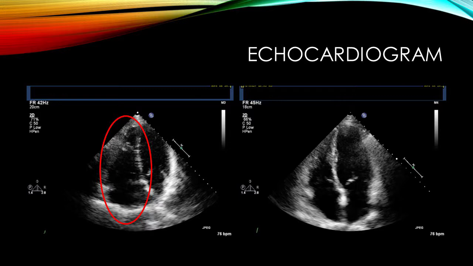Again, just another example of a patient that was diagnosed with pulmonary hypertension. On the right side was their pre-treatment echocardiogram, where the right side of the heart is enlarged. And on the left side of the screen there is their echocardiogram after treatment, where the right side of the heart has returned to normal.